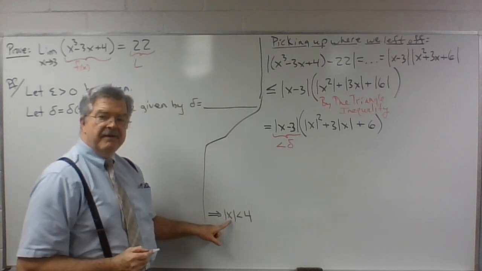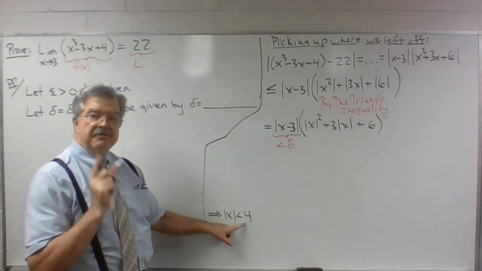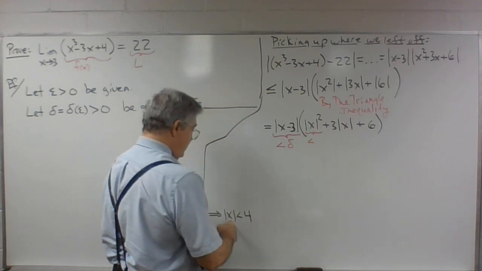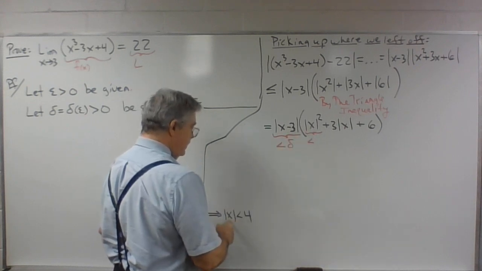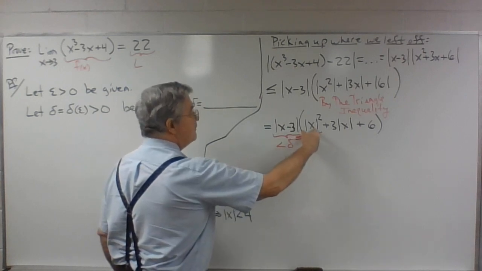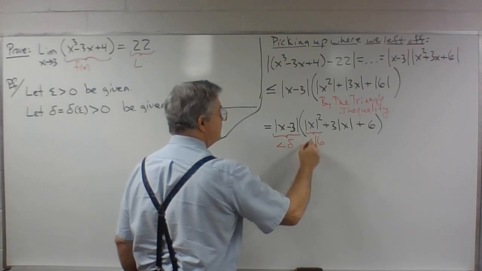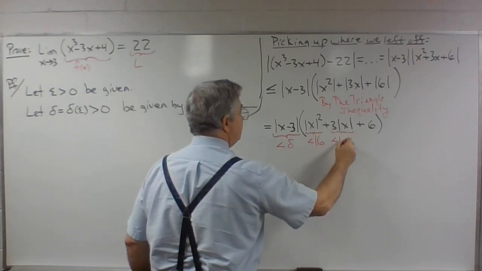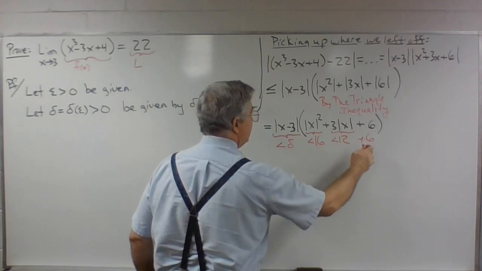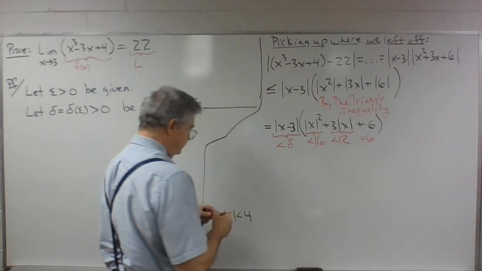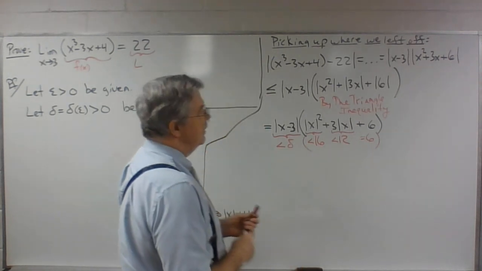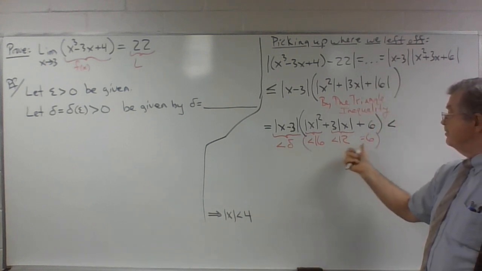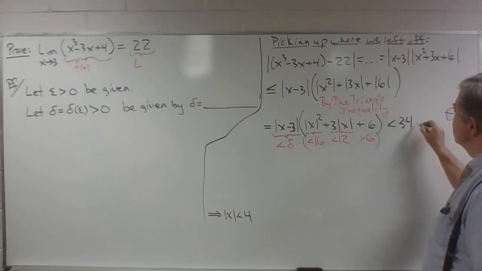Now remember, absolute value of x was less than 4. All of a sudden, this is a very helpful observation because this thing is absolute value of x squared. So absolute value of x squared is going to be less than 4 squared, or 16. And absolute value of x less than 4, we have 3 times that. That's less than 3 times 4. So let's see, 16 plus 12 is 28, plus 6 is 34, less than 34 delta.